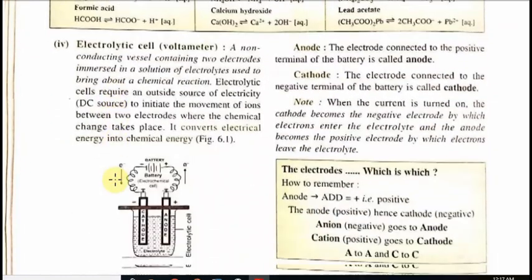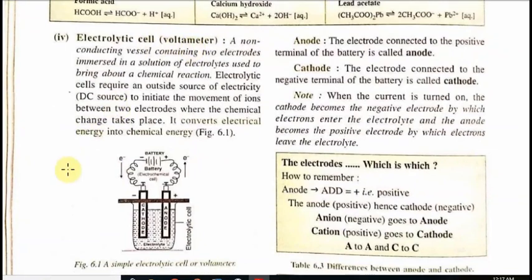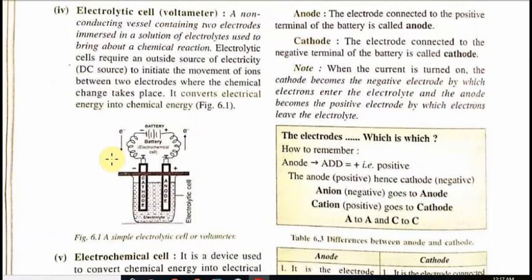Next point is electrolytic cell or voltameter. Now electrolytic cell and voltameter is nothing but the vessel. This vessel is called an electrolytic cell, or this vessel is called a voltameter. So the voltameter or electrolytic cell is a vessel in which the electrolysis process is carried out. It means use of DC battery current is done here, and in this vessel only electrolysis is done.